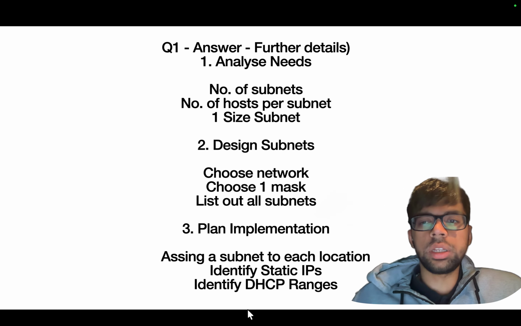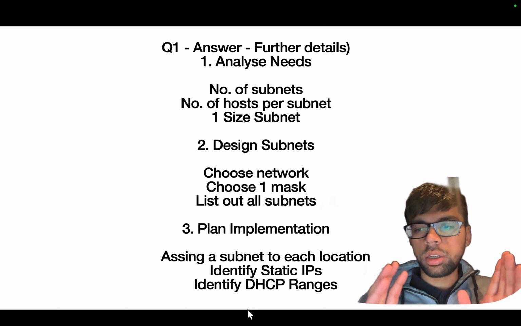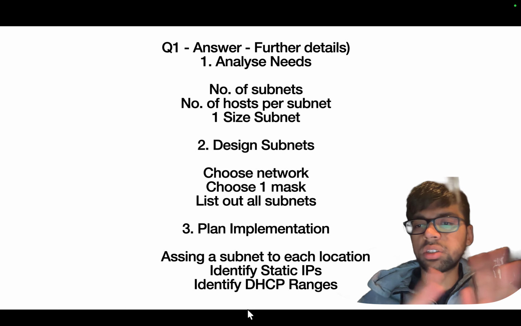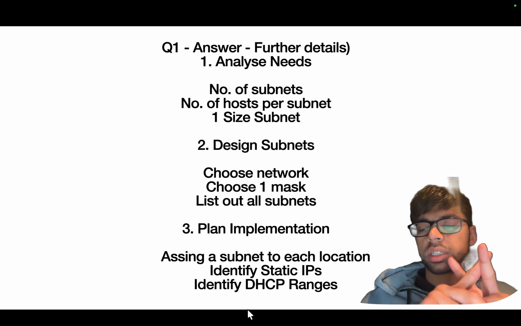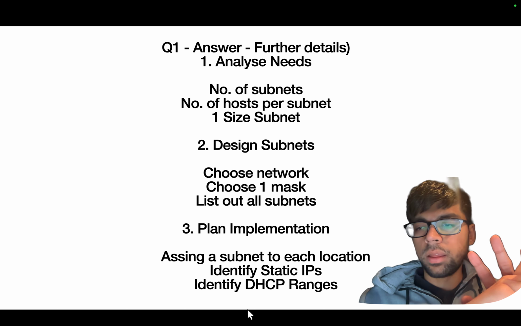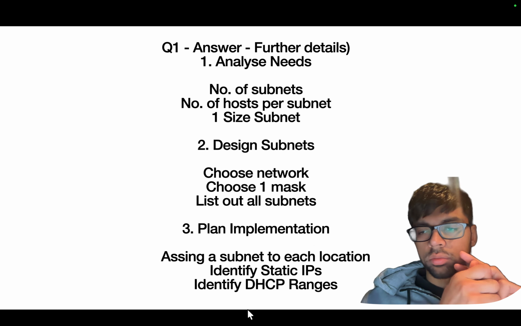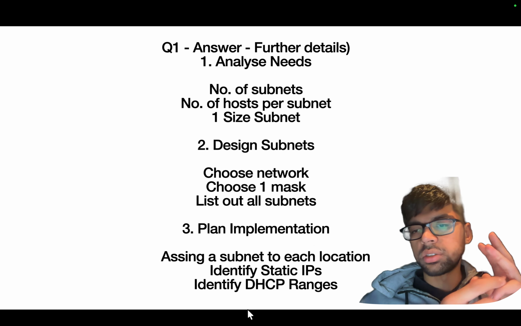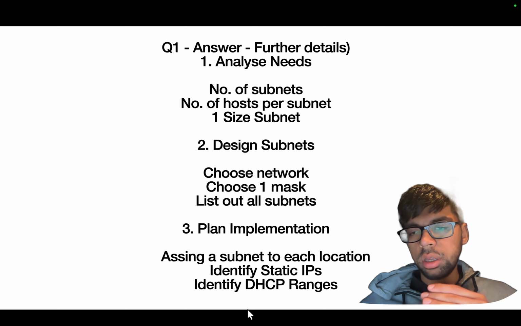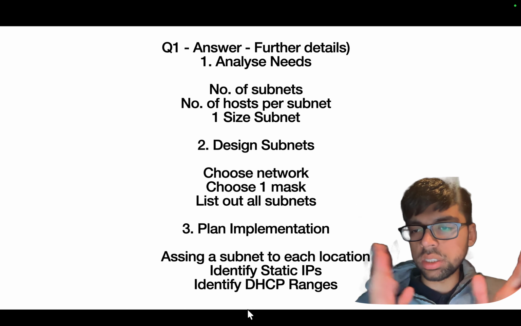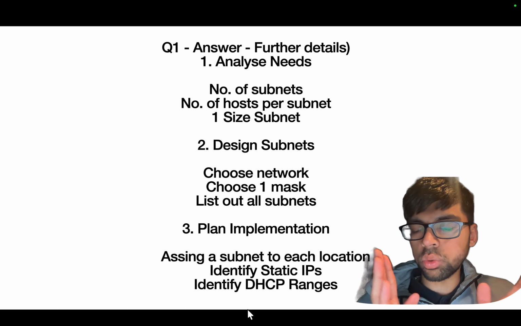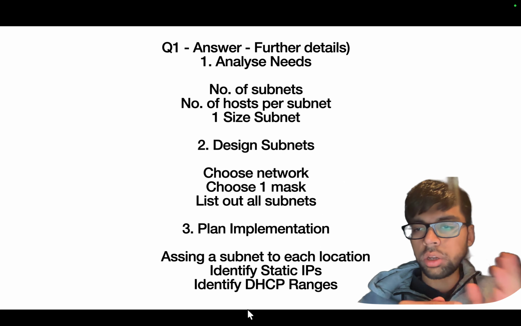So for example, each department might have 20 end devices, including PCs and laptops. So you've got your desktop PCs, your laptops, also printers, wireless access points. So several types of devices connecting. Let's say we have 20 on each. So in total, we've got 20 hosts per subnet.